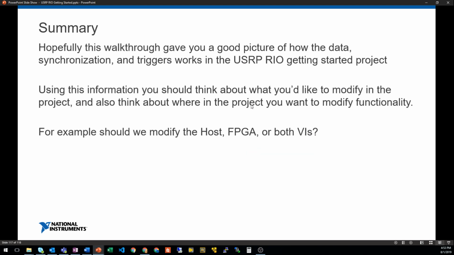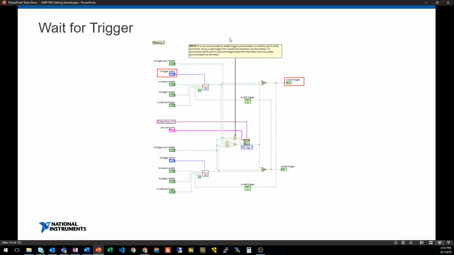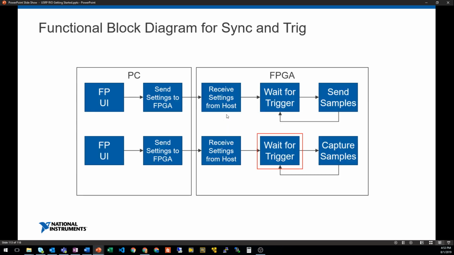So hopefully this walkthrough gives you a good picture of how the data, synchronization and triggers work on the USRP RIO getting started projects. It should give you an idea of, if I were modifying things, I would look at this block diagram and say, maybe I want it to wait on 2 triggers. You can look into the logic here and say, okay, if I add another trigger here and put an AND gate here, maybe I can make it wait for more triggers. And same thing with the data as well.